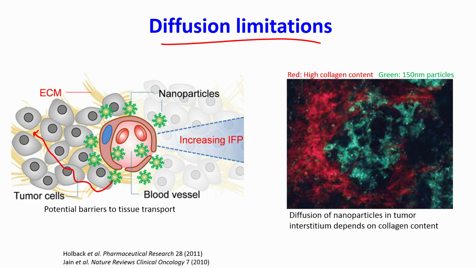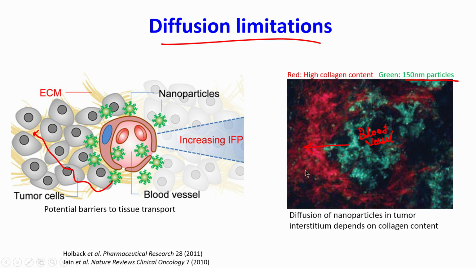So, this is just a pictorial representation of a real example where you have delivered 150 nanometer particles which are labeled as green, and the cancer is being labeled by collagen as red. So, what you see here is a blood vessel, and all the particles are essentially localizing near the blood vessel itself, and as you move further away the amount of particles is decreasing. So, this is a big limitation.